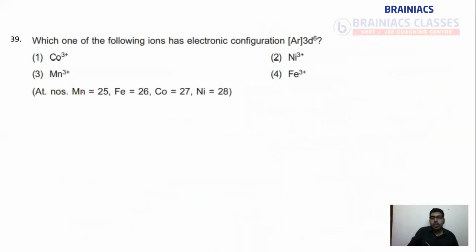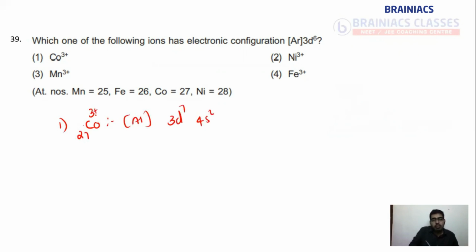Question number 39. Which one of the following ions has the electronic configuration argon 3d6? Okay, so cobalt. I'll start with option 1. Cobalt, atomic number 27, configuration argon 4s2 3d7.